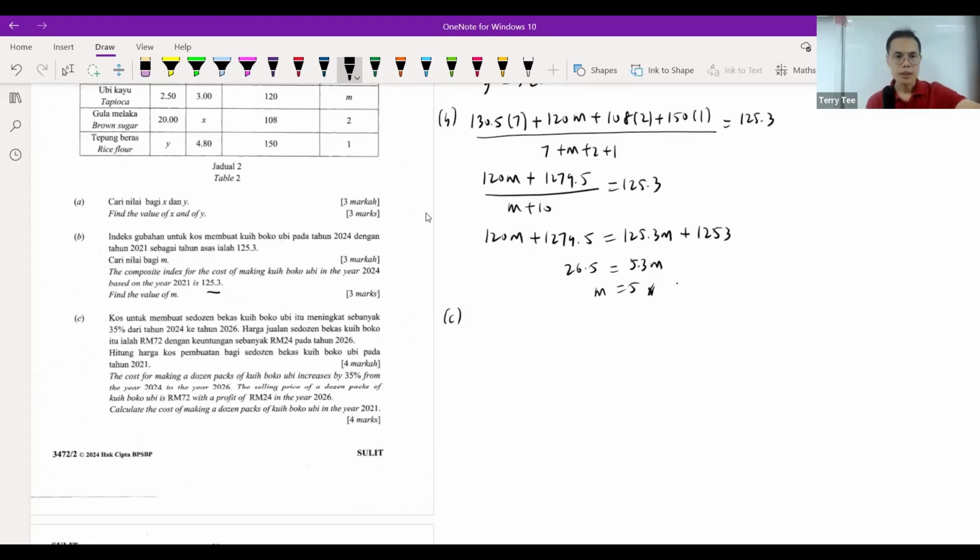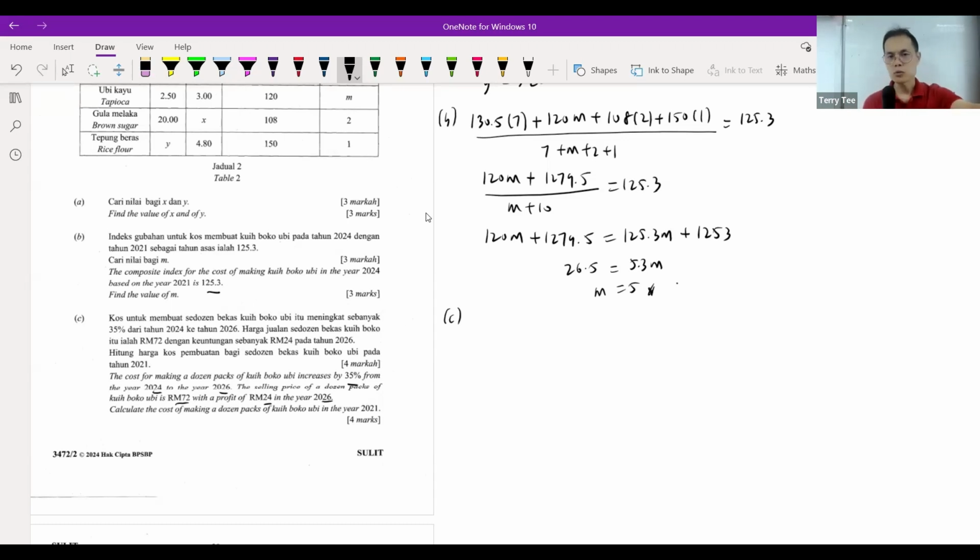The cost of making a dozen packet of kueh boko increases by 35% from year 2024 to the year 2026. But the selling price is 72 ringgit with a profit of 24 ringgit in the year 2026. Calculate the cost of making a dozen pack of kueh boko in the year 2021.